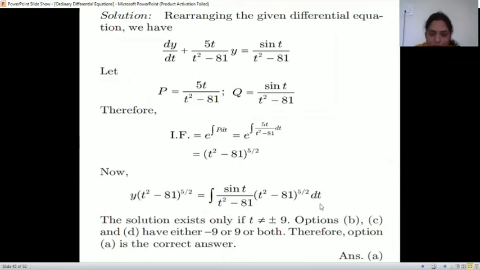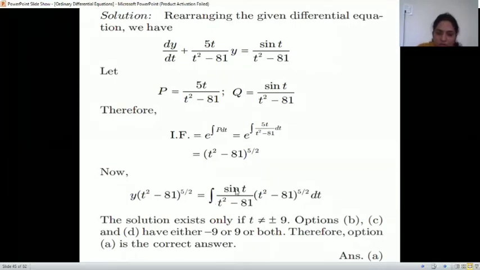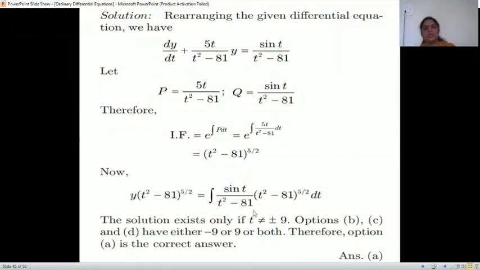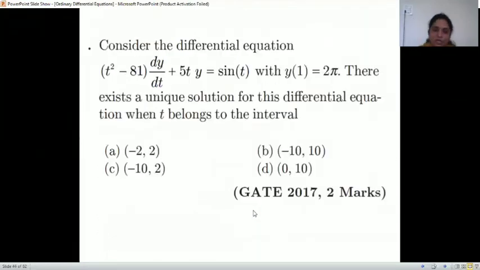Okay, we want a solution of this equation, and the solution will exist only if this part is non-zero, right? And if this part is zero, everything goes to infinity and it will not exist, right? So t square minus 81 should not be equal to 0. That is, t square should not be equal to 81, and if we take the square root, t should not be equal to plus minus 9, right? So t must not be equal to plus 9 or minus 9. Now check the intervals.